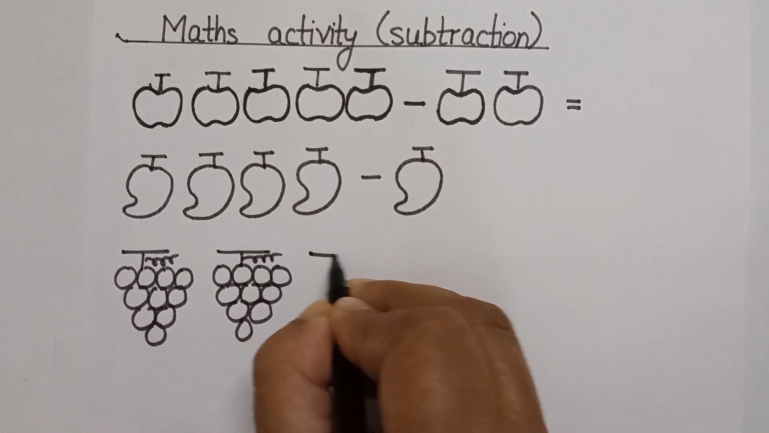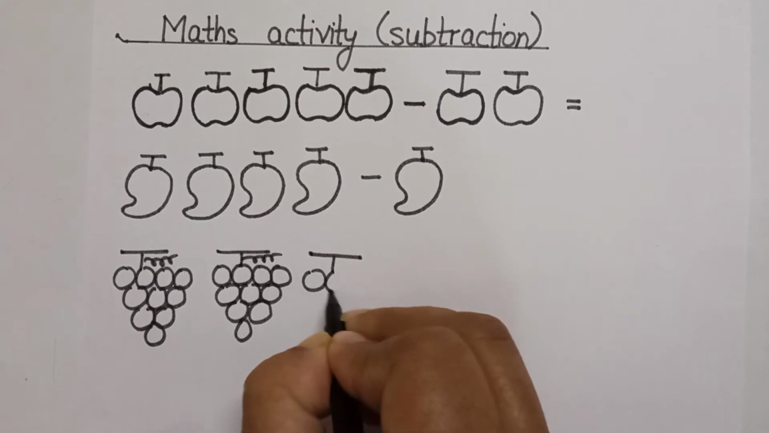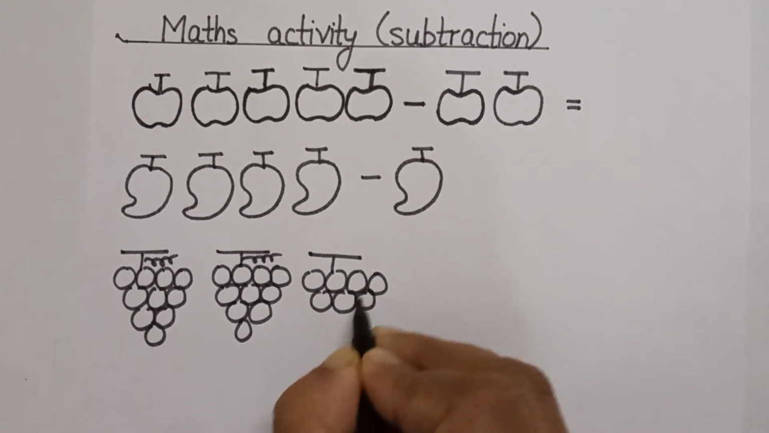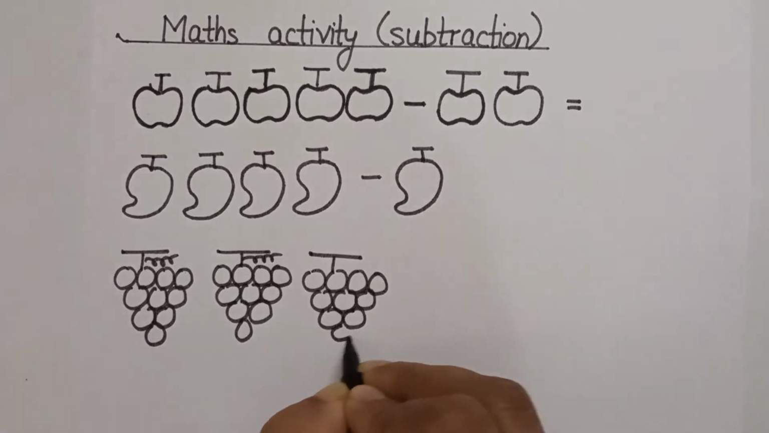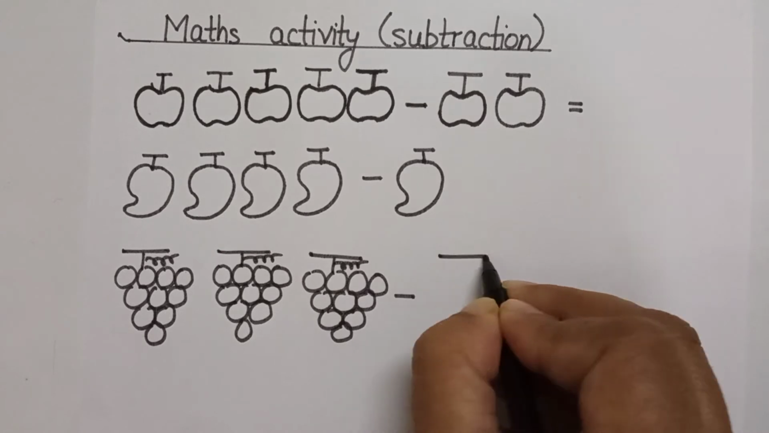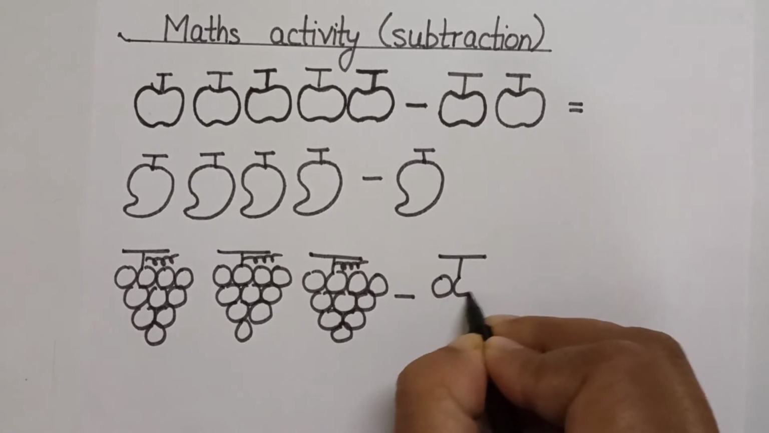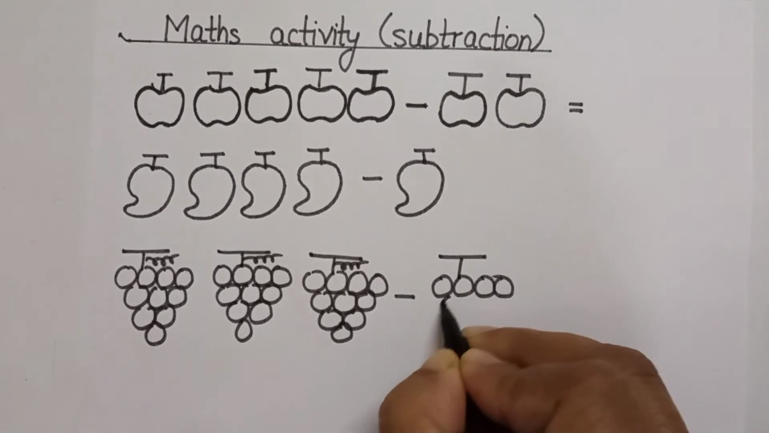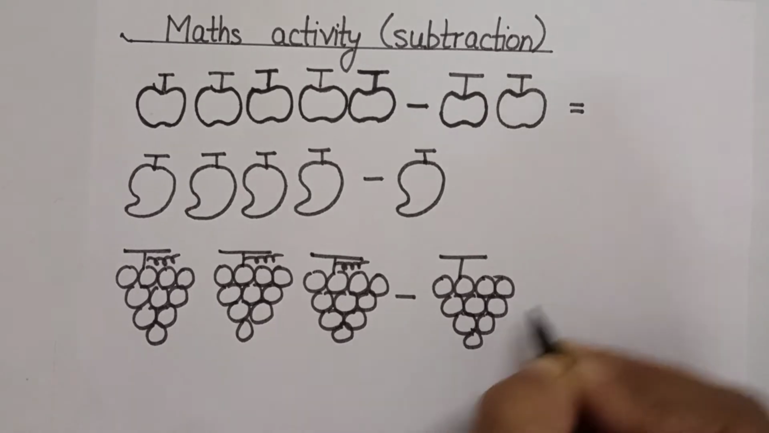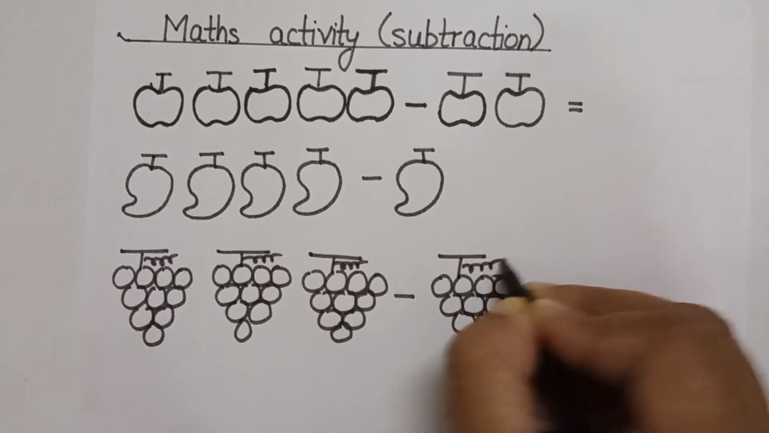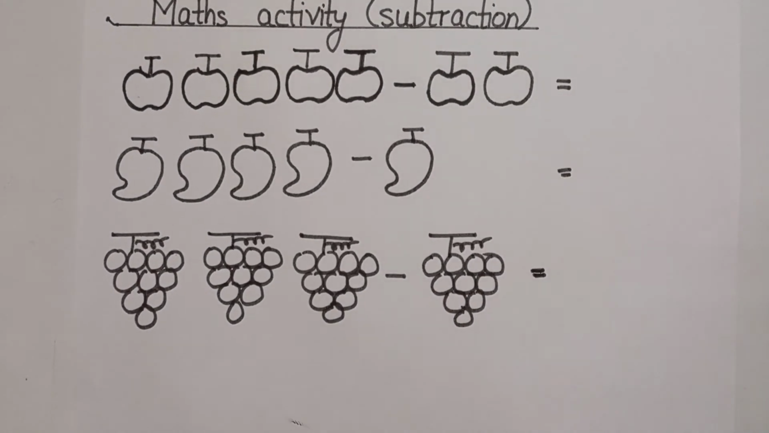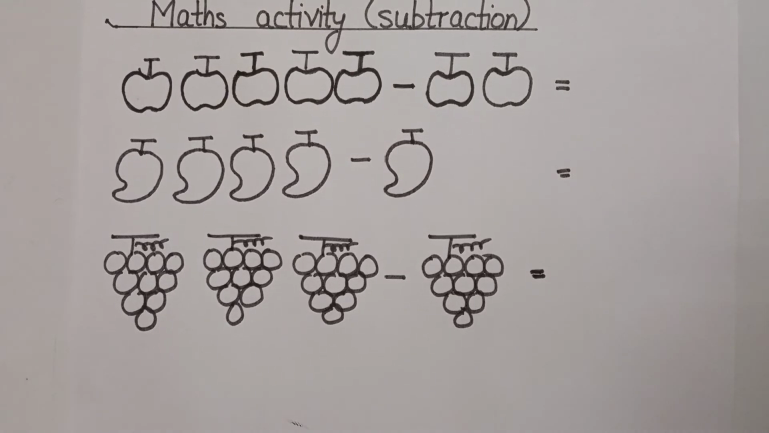So now there are 1, 2, 3 grapes. And now if I take 1 grape bunch from you, how many grapes are left? So the child will find the answer. So it will be like this. Now which fruit do you want to make? You can draw any fruit.